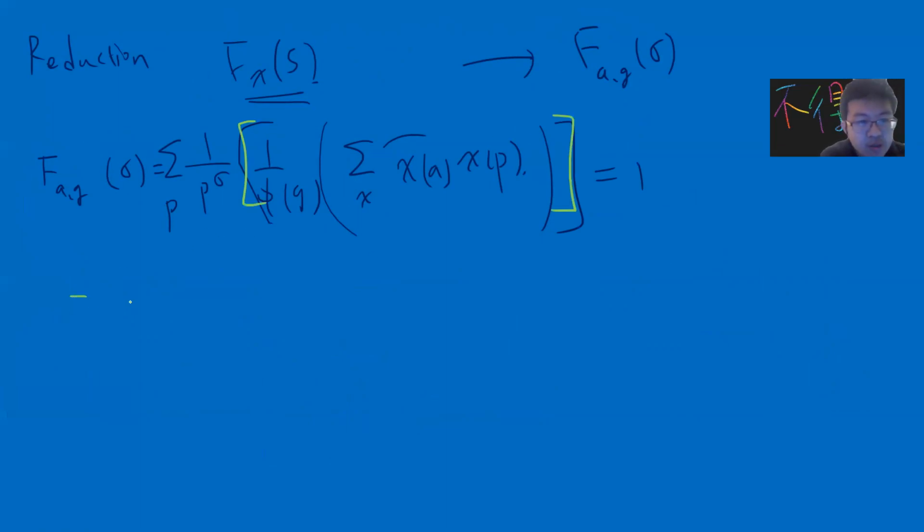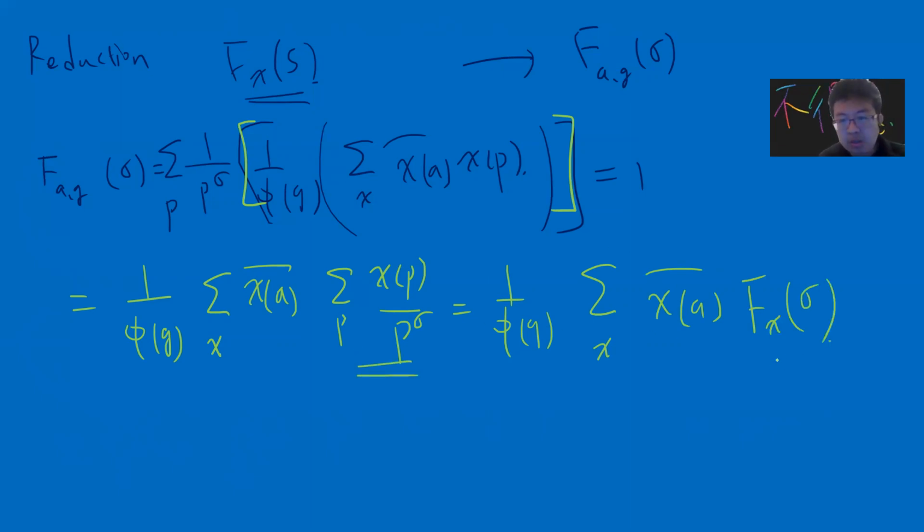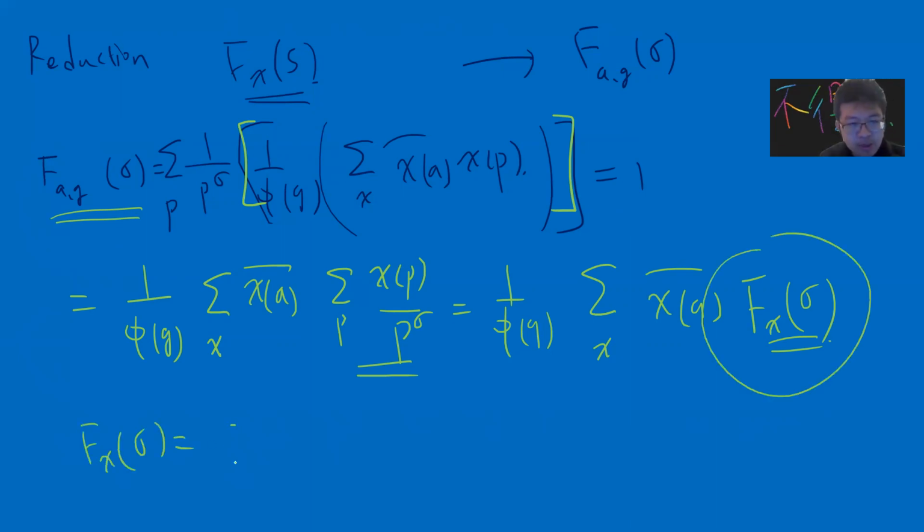Now you separate into two terms: 1 over φ(q), the summation over all χ of χ̄(a), and the summation over p of χ(p) to the σ, which is 1 over φ(q), summation over χ of χ̄(a) times f_χ(σ). So now we do partial summation, because you can check that this guy absolutely converges, so they can exchange. Finally we get this function: f_χ(σ) will be the summation of χ(p) over p to the σ, sum over p.